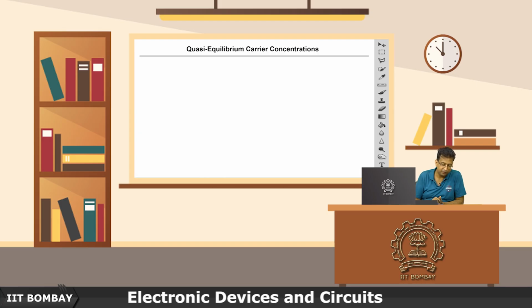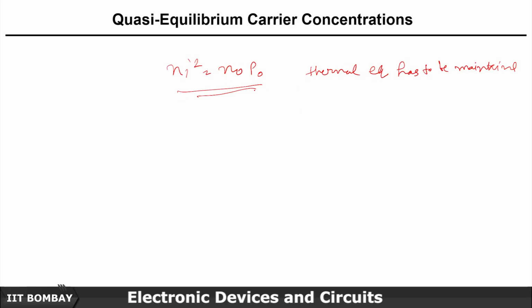So far we have been talking about the law of mass action as valid in the case of extrinsic semiconductors as well, or intrinsic, but we have always put a condition that thermal equilibrium has to be maintained. Okay, so what happens if it is not being maintained? Will this law be valid or not? And what will be the energy levels? That we need to look into, and in this part of the lecture, we'll talk about that.